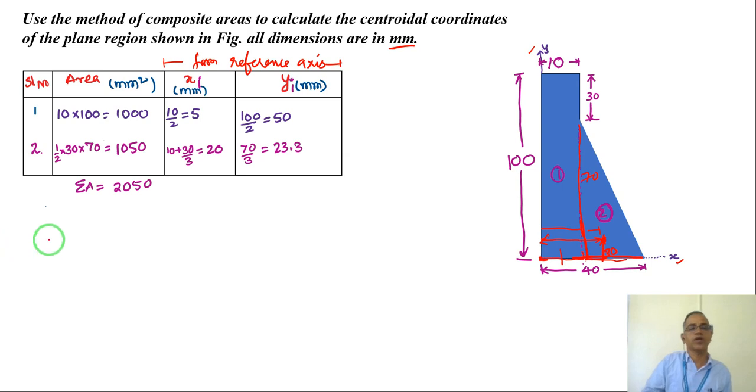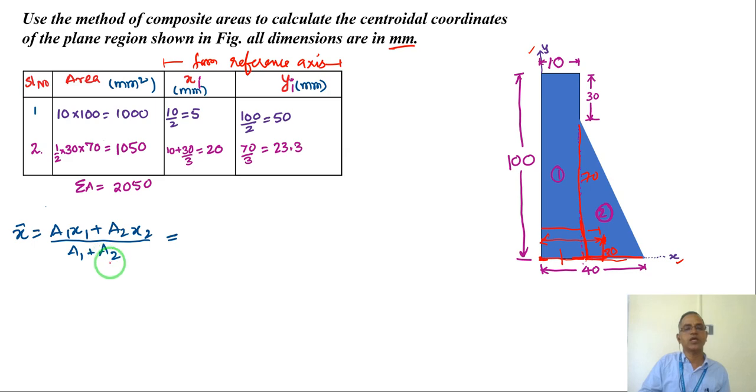Because these two areas are distinct, discrete areas, the common centroid will be x bar equal to a1x1 plus a2x2 by a1 plus a2. If it is not discrete but continuous, then we have to take integration. So a1 is 1000, a2 is 1050, x1 is 5, and x2 is 20. Divided by the total area, I get 12.68.